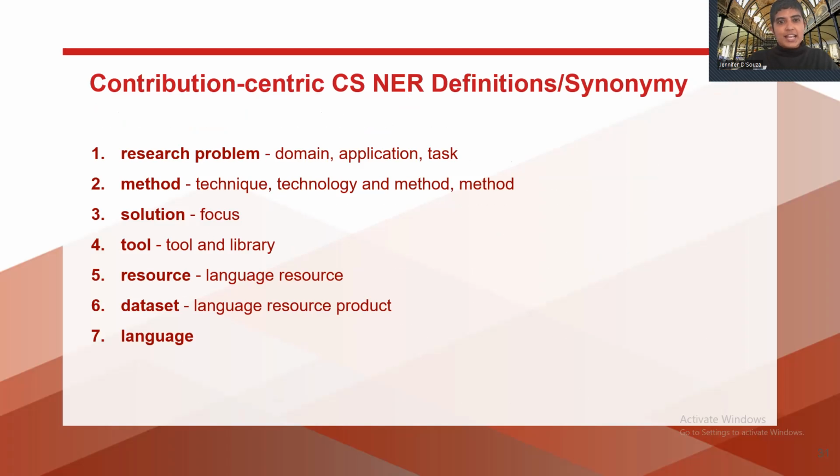Our contribution-centric CS-NER definitions were inspired from related work. So a research problem can be seen as the domain, application, or task. A method is the technique or technology and method, while a solution is the focus of the work, and so on.